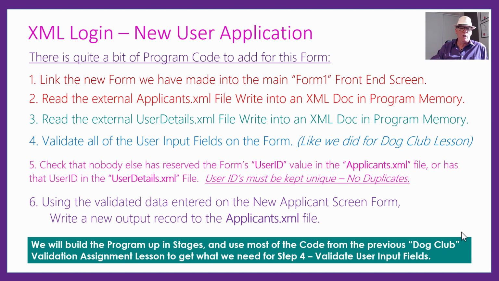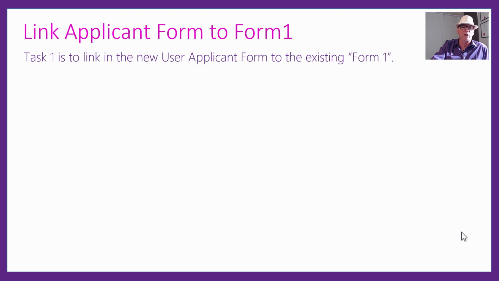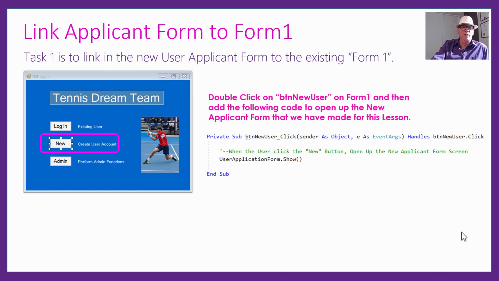Otherwise, they're just too overwhelming and too big and too hard to find where there's a problem when things go wrong. All right, so task 1 is just we need to have that new user applicant form we've made and link it into existing front-end form 1. So we've got form 1 in our application from the last lesson.